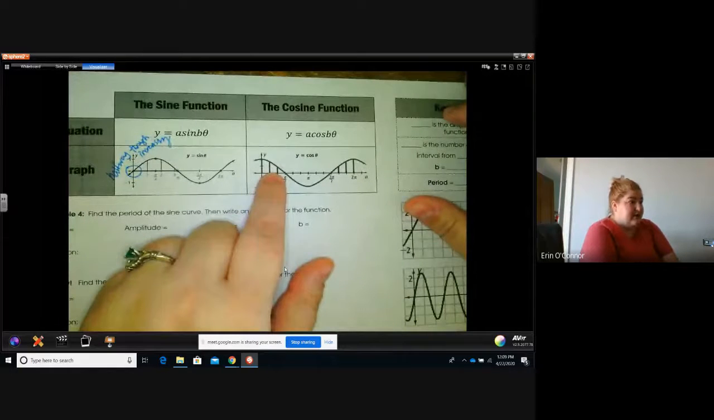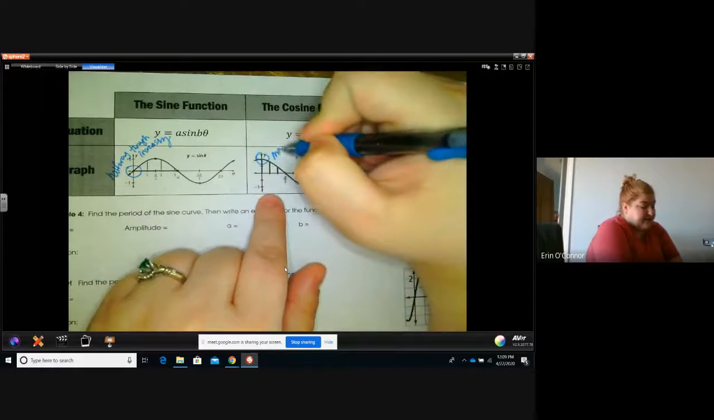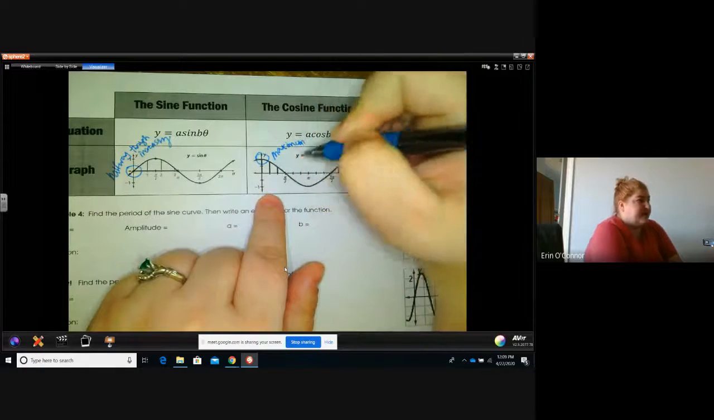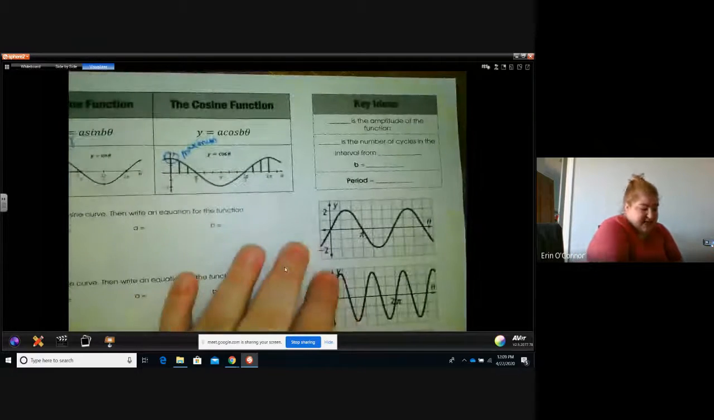Over here, the cosine function starts at a maximum. So those are the big differences between the two. The cosine function is going to start at a maximum. All right. Now, couple of key ideas.